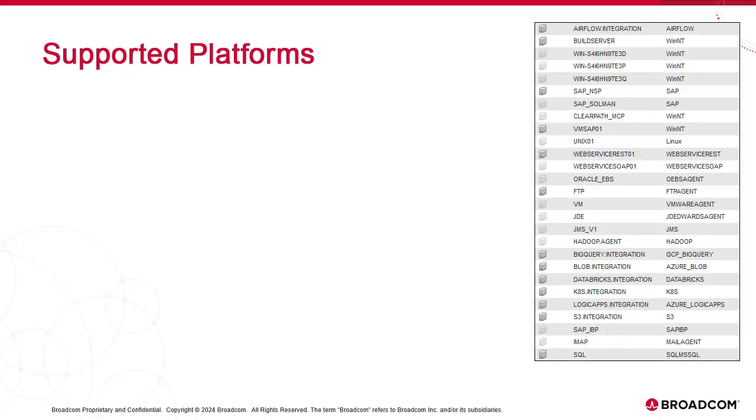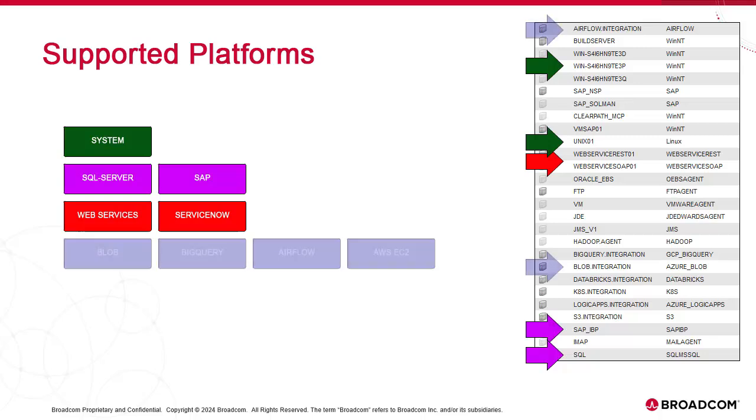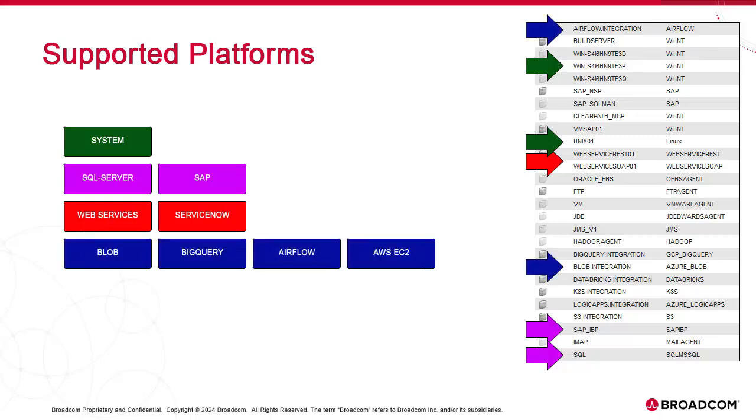This is a typical agent list. We see system agents, Windows and Unix, on-premises platforms like SQL Server and SAP, the REST and SOAP agents, the ServiceNow Action Pack, the Airflow, Blob, BigQuery, and EC2 agents, and finally Kubernetes.